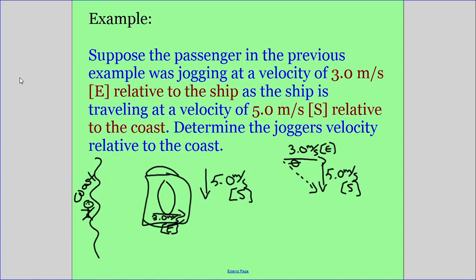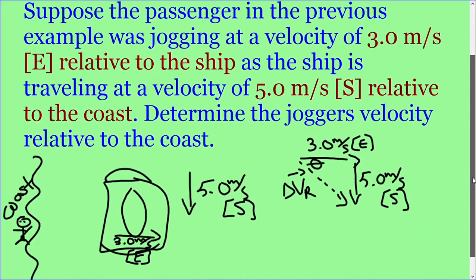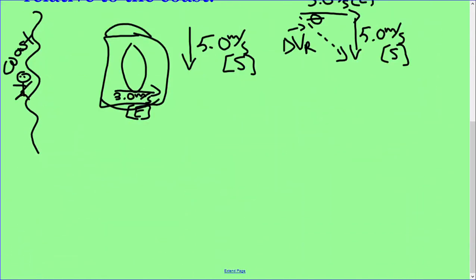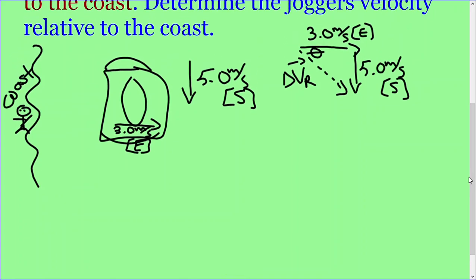And so then we can figure out, it says determine the jogger's velocity relative to the coast. So then we can figure out what that resultant velocity is going to look like. And because it's a two-dimensional problem, we've been dealing with those, we know how to solve this. So we start off with a little bit of Pythagorean theorem. So we'll do c squared equals a squared plus b squared.